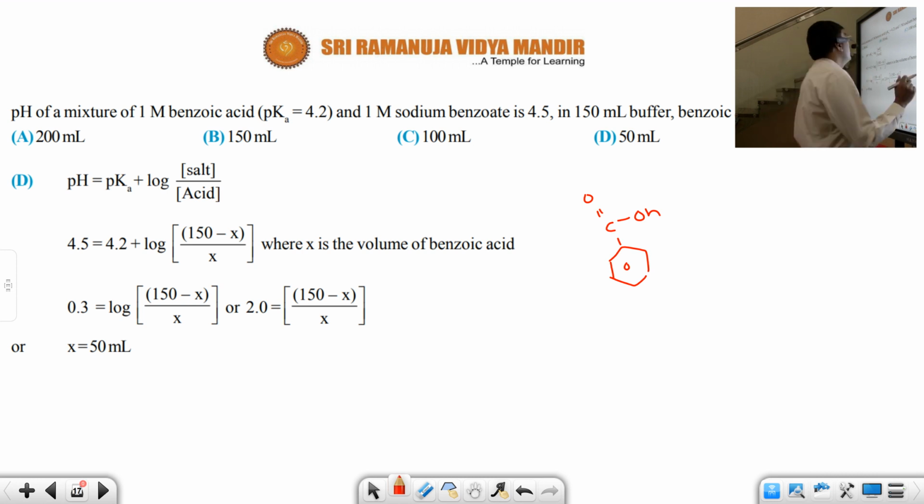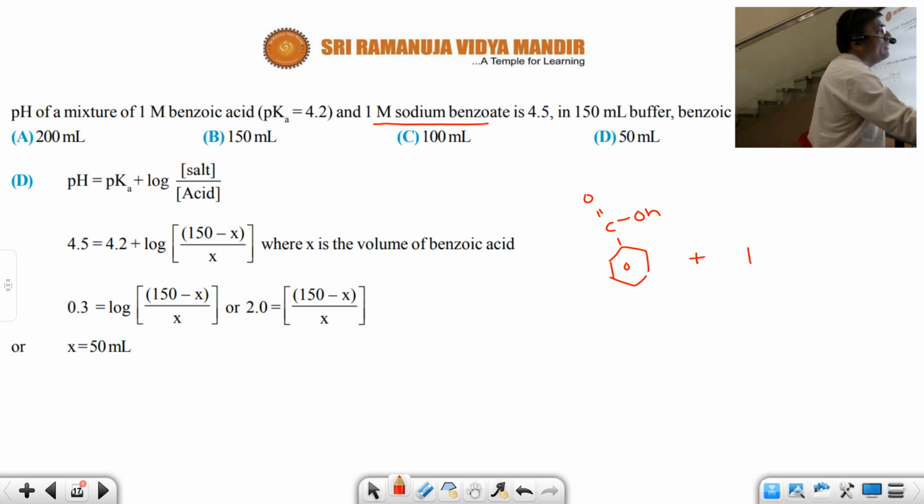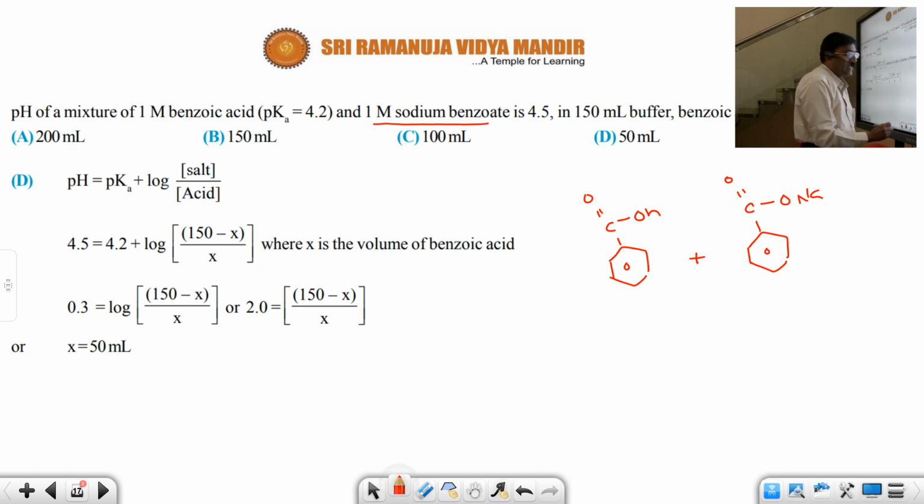So next, one more: sodium benzoate. So one mole of sodium benzoate. This is benzoic acid, and now it's the salt of a strong base. So now I have a weak acid and a salt of its strong base, as a buffer. Well, now what is the question?